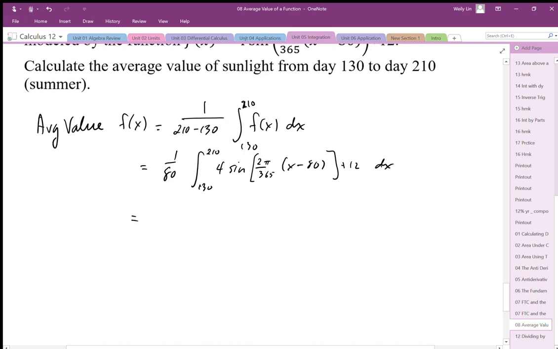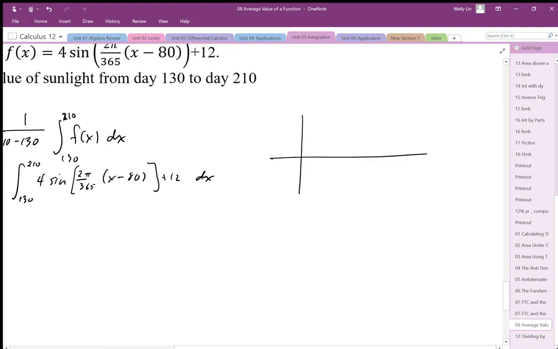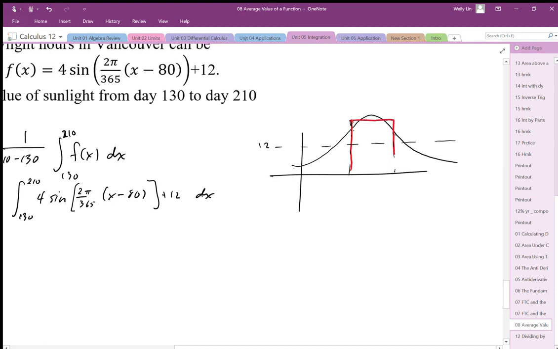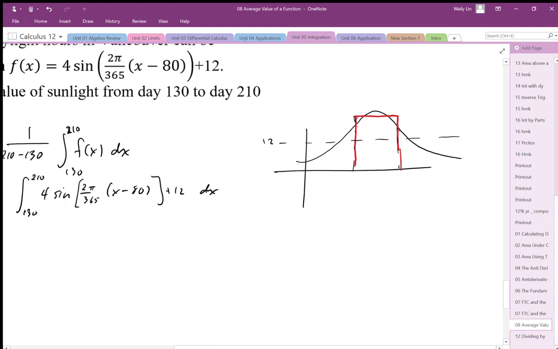Okay, so just going to sketch a quick diagram here. I would guess that the number of hours of daylight is kind of low in January, high in summer, like that, and there's going to be 12 hours. Day 130 is somewhere around here, to 210, maybe somewhere around here. I'm not exactly sure. And I would estimate the average value of the daylight to be somewhere right about there. It looks like 16 hours is my max, so hard to say, but let's say 14 hours of average daylight.